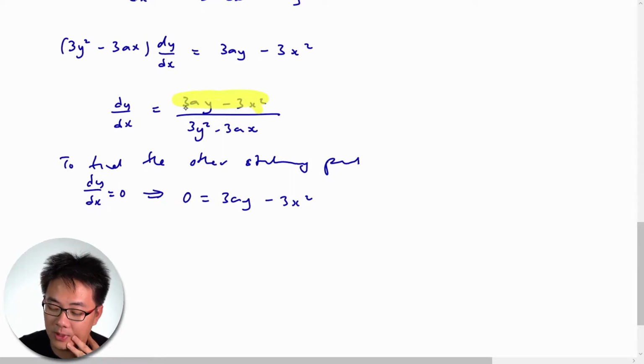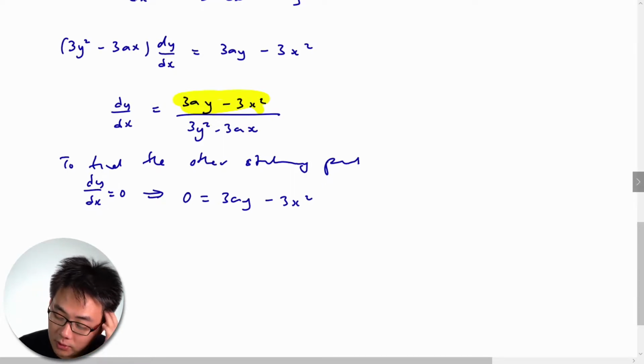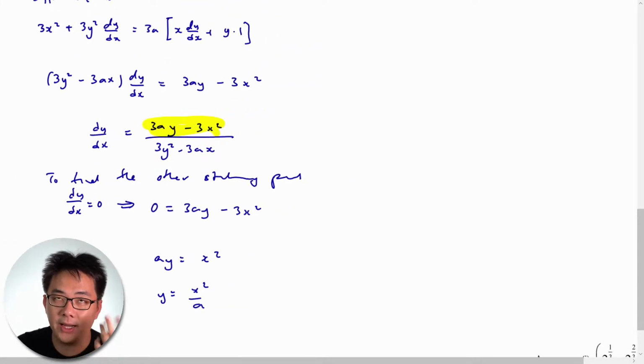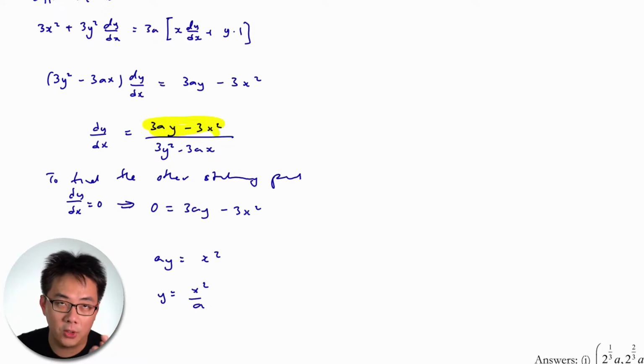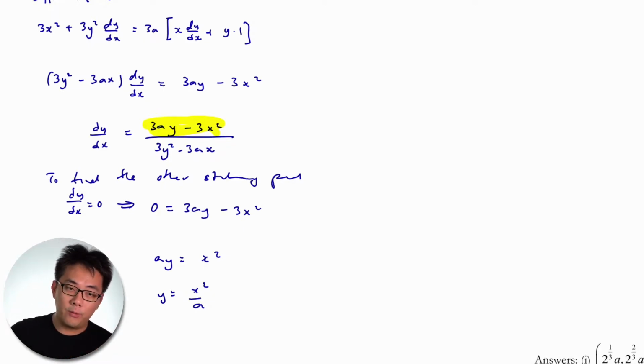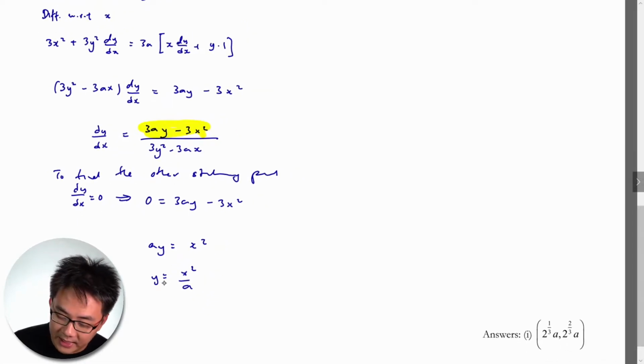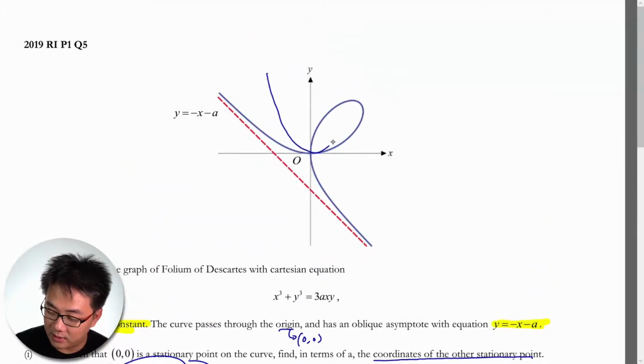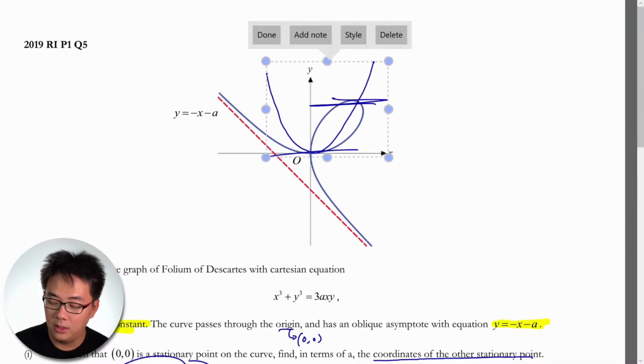What you need to know is the top one has to be equal to 0. When the numerator equals 0, you get ay equals x squared, so y equals x squared over a. This is not an issue. Let me give you an example, because this is where a lot of students don't understand what they're solving. If you draw this equation, it will definitely pass through the points where dy/dx equals 0. It is a smiley face, so it will definitely pass by the maximum point and the minimum point. That's what they're trying to say.